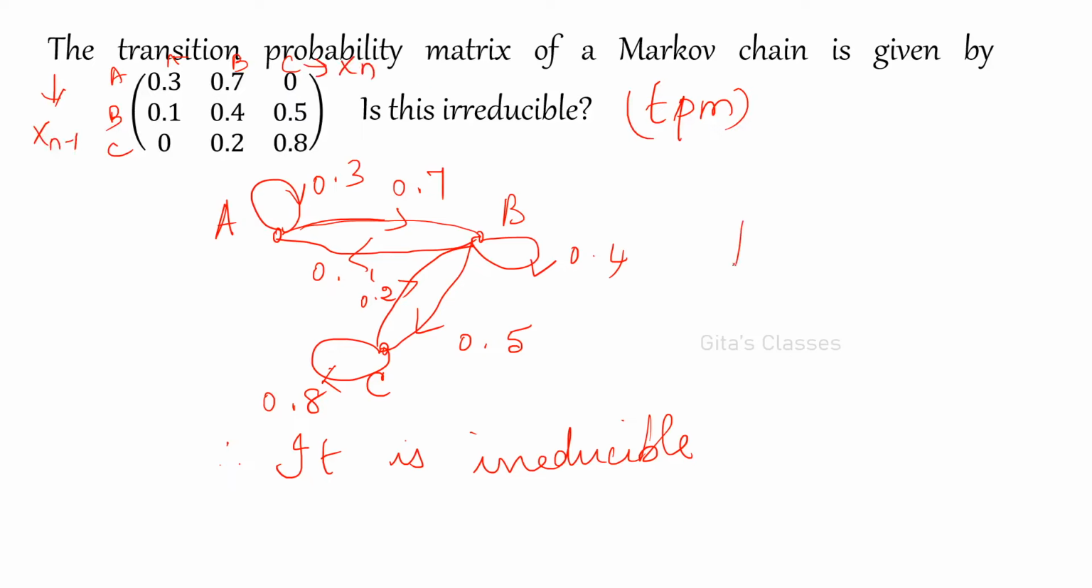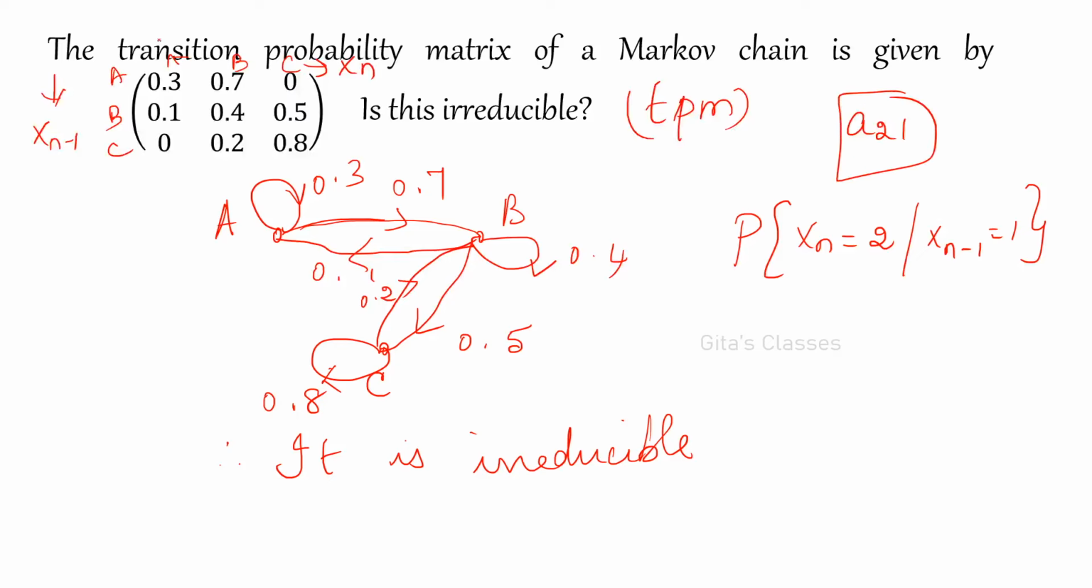Suppose you are asked to find the probability that xn is equal to 2 and xn minus 1 is 1. What is this? You have to mention A21, that is 2, 1. It is not 2, 1; it is 1 to 2. A1, 2 you have to find out. 1, 2 means 0.7. This is from the matrix.